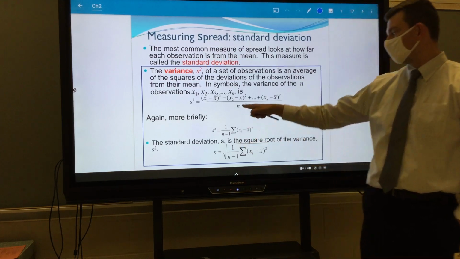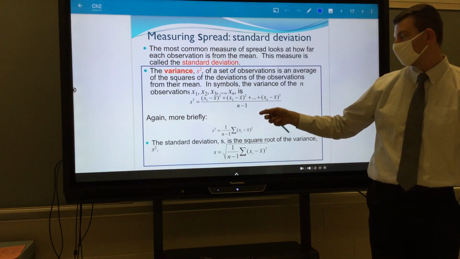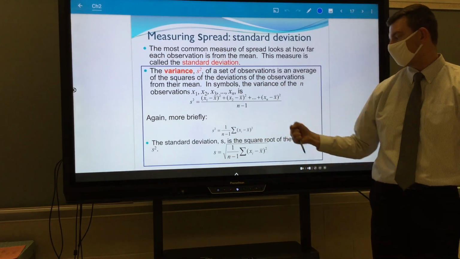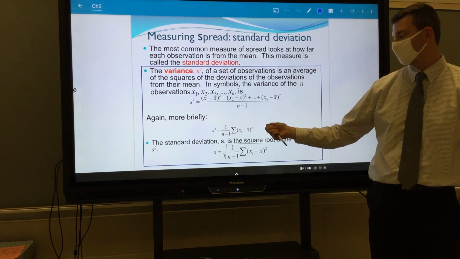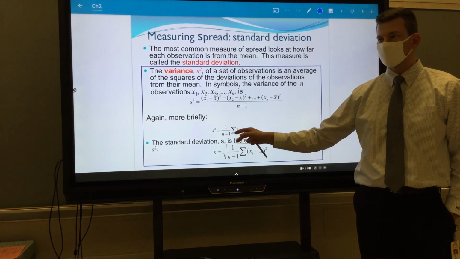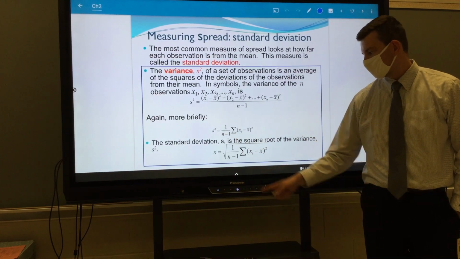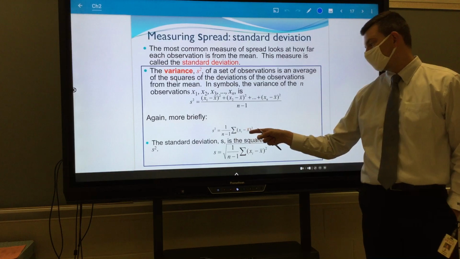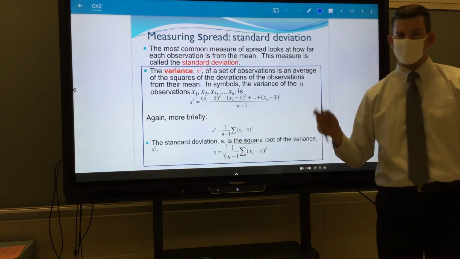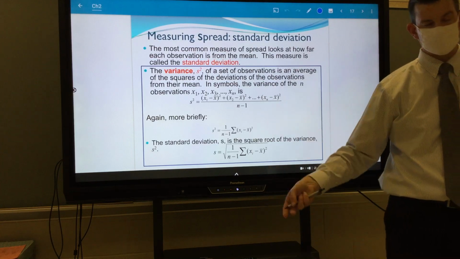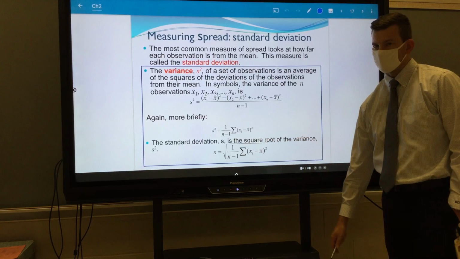I'll talk a little bit more about why that's n minus 1 in a couple minutes here, but we could condense this equation down into sigma notation: every point minus the mean squared, add up all of those squared differences, and divide by n minus 1 to get from the variance to the standard deviation. You're then taking the square root of that. Remember, you had squared everything, so now you take the square root. That is the standard deviation.